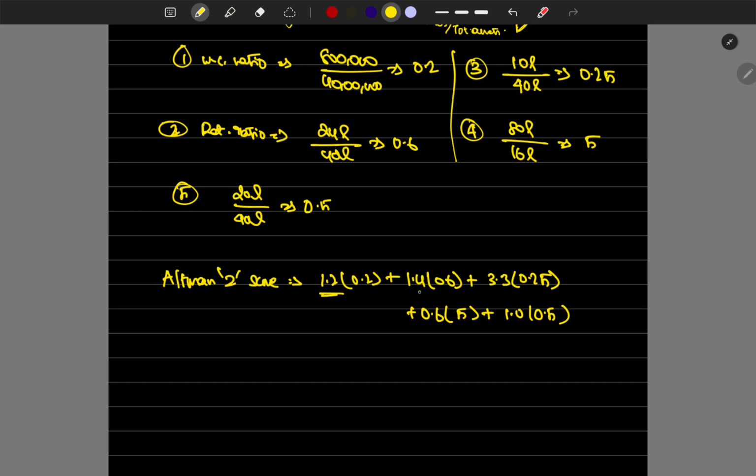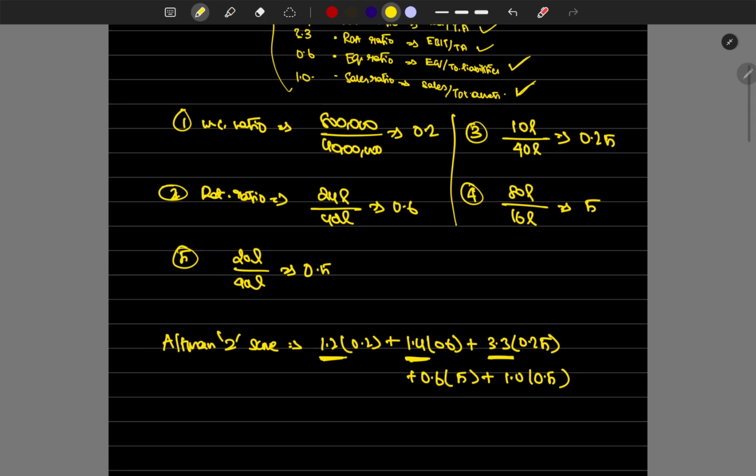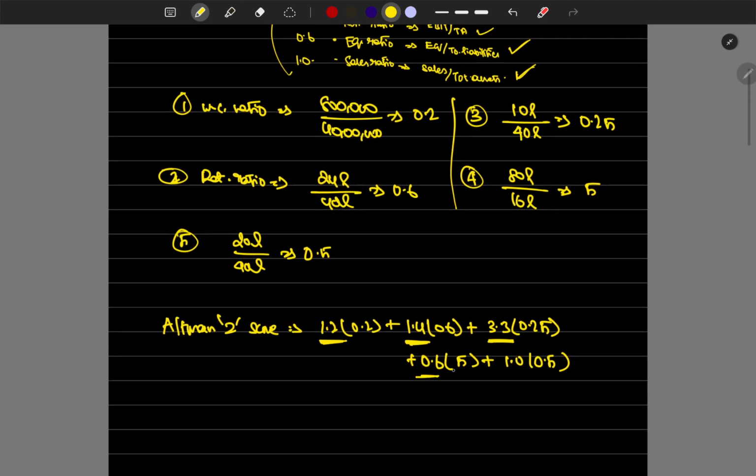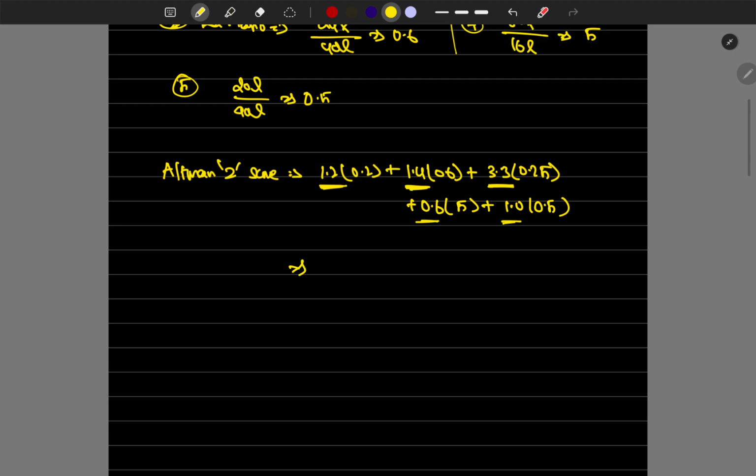You can also term it as 120% of the working capital ratio, 140% of the retained earnings ratio, 330% of the EBIT return on assets ratio, 60% of the equity ratio, and 100% of the sales ratio. If we calculate this, the total is 5.405.